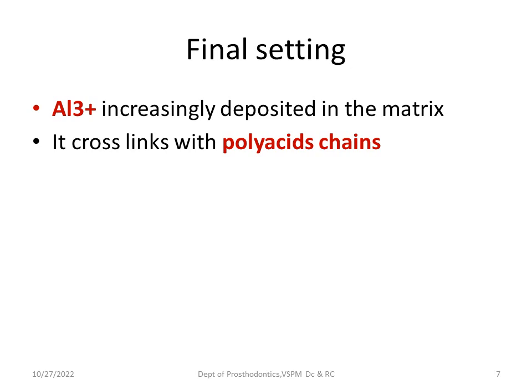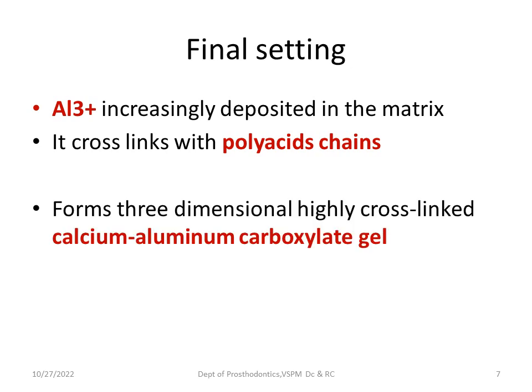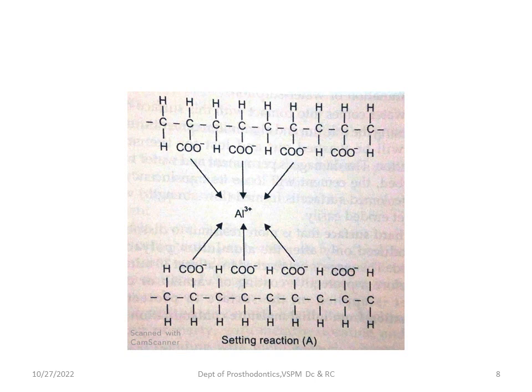Aluminum also replaces calcium ions because it has a higher charge as compared to calcium, and it has stronger bonding as compared to calcium, and this gives more strength to the set cement, and there is a formation of a 3-dimensionally highly cross-linked calcium aluminum carboxylate gel. So you will have to write this reaction in the answer sheet during writing the question.